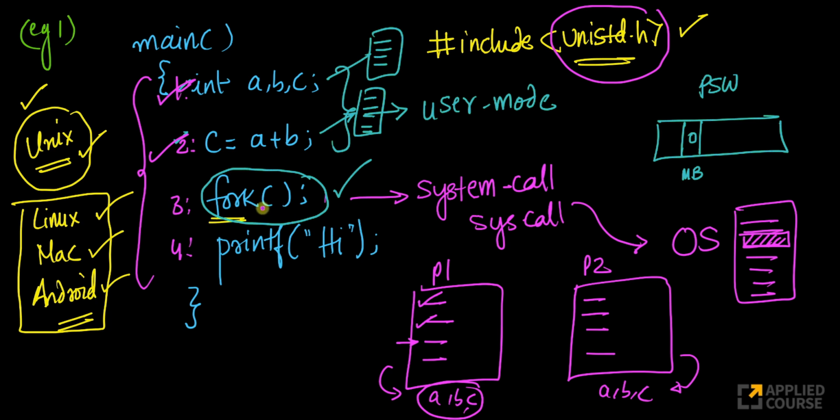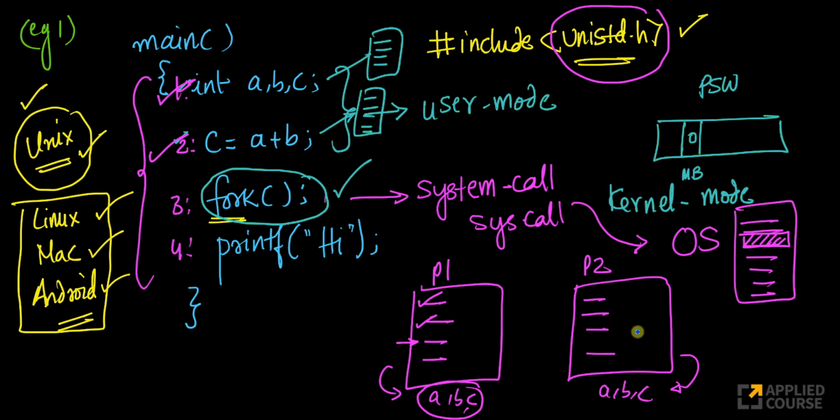While executing fork, what did the operating system do? The operating system took the control, which means now we went from user mode to kernel mode, right? The operating system took the whole control. So it goes into kernel mode now. When it goes into kernel mode, what the operating system does is take all the instructions, all the memory that is associated with it, and create a copy of that.